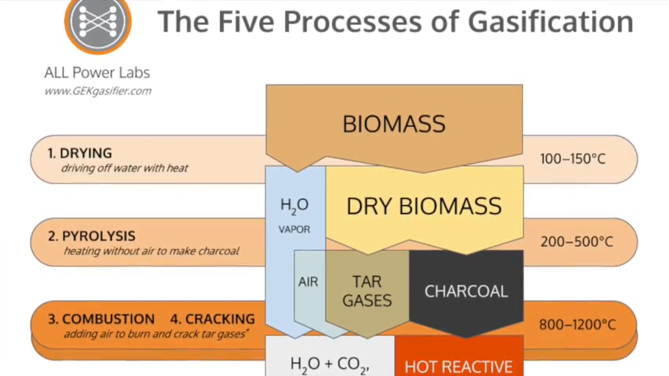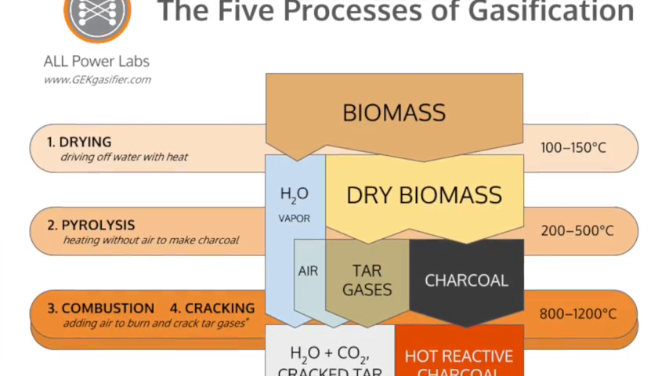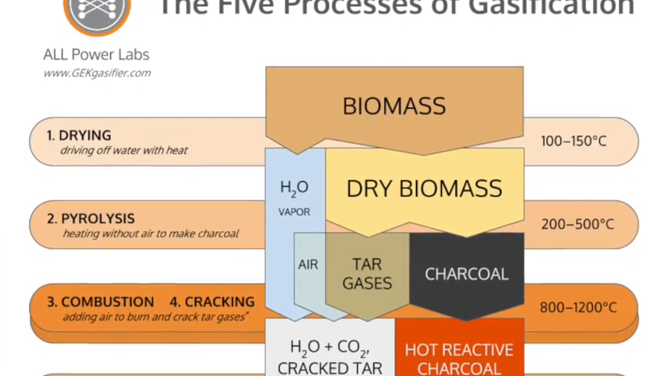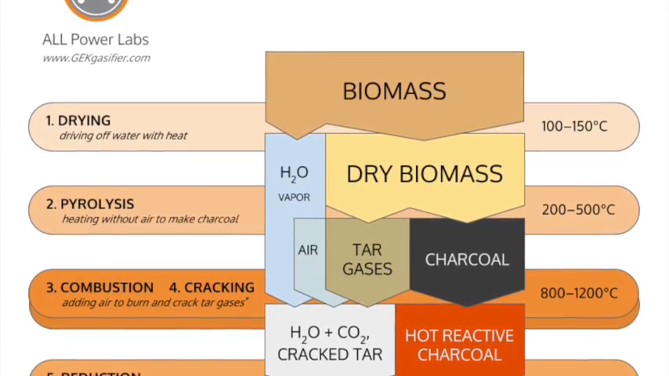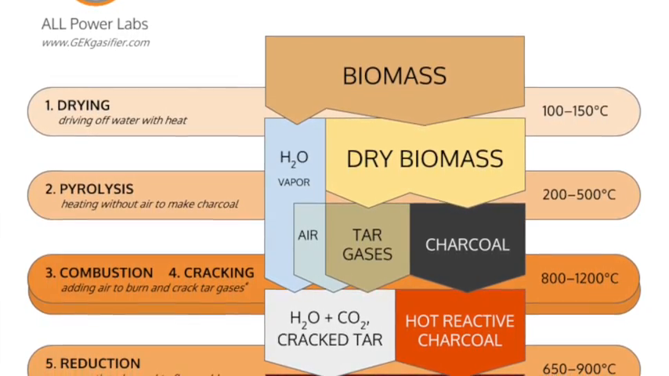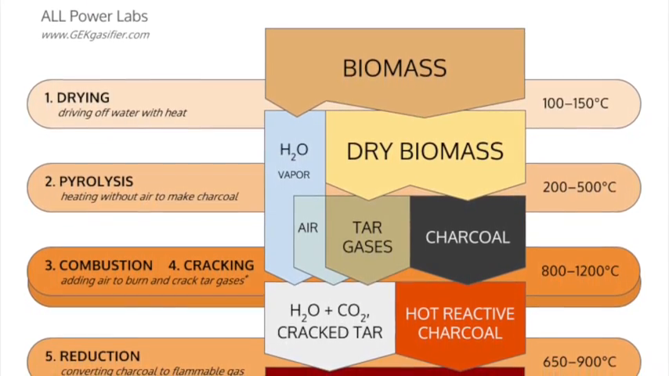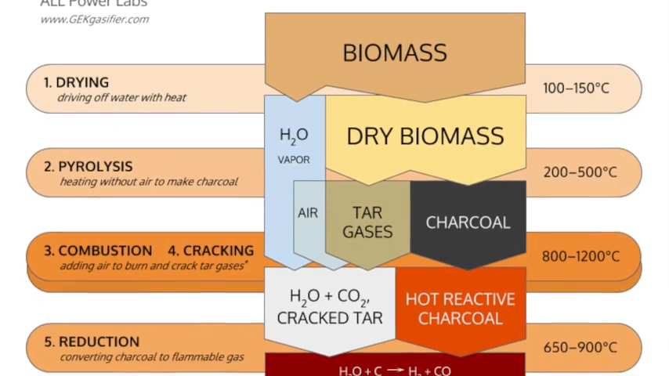Second is the pyrolysis stage. And this is where the biomass begins to be converted from a solid mass. So pyrolysis occurs in the absence of oxygen and turns the biomass into charcoal and gases. This stage occurs between 390 and 930 degrees Fahrenheit.